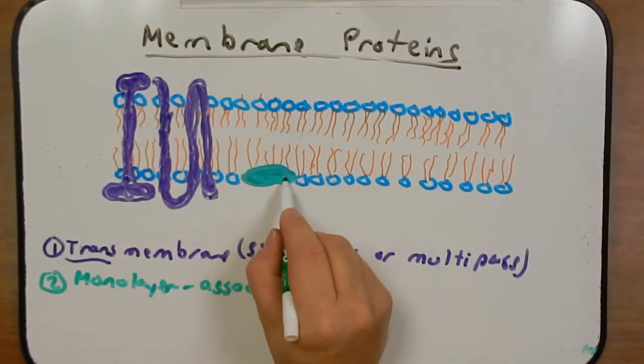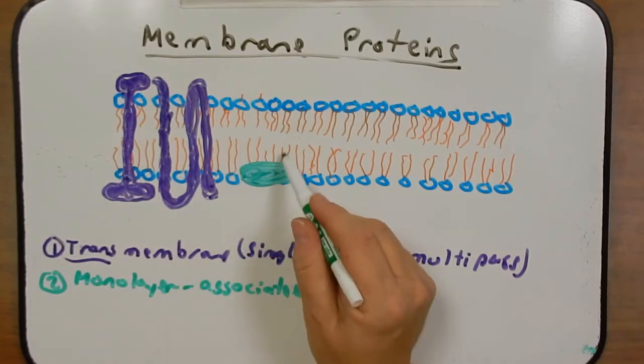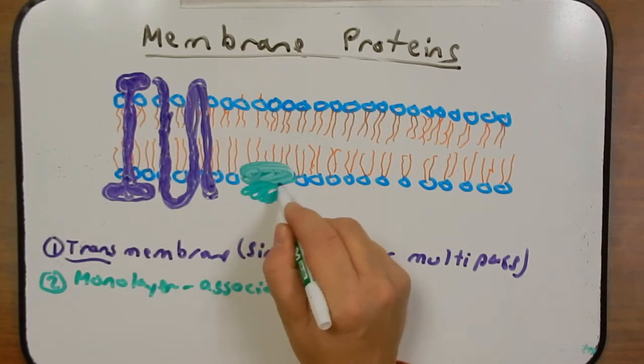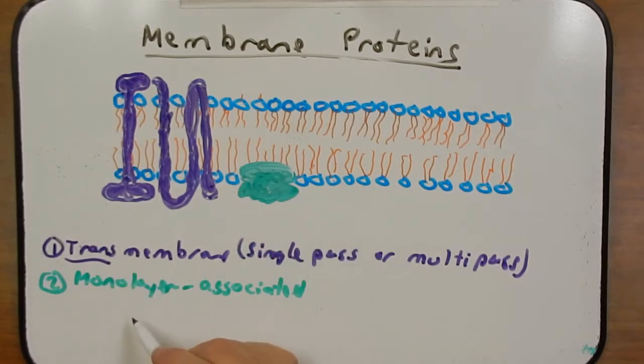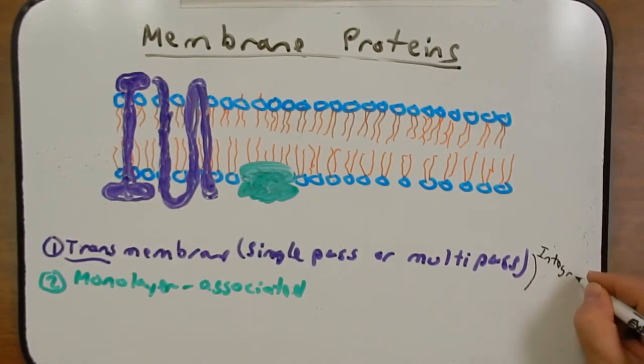And what these will do is they will associate with one part of the membrane, and they may extend, and they probably do extend, into this hydrophobic region, but then they also extend out too. Both transmembrane proteins and monolayer associated proteins are called integral membrane proteins. They are embedded in the membrane at some level.